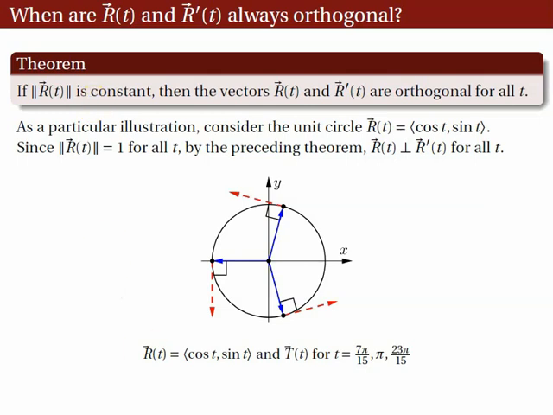In the next slides, we will define the other two unit vectors that form the moving trihedral of a space curve.